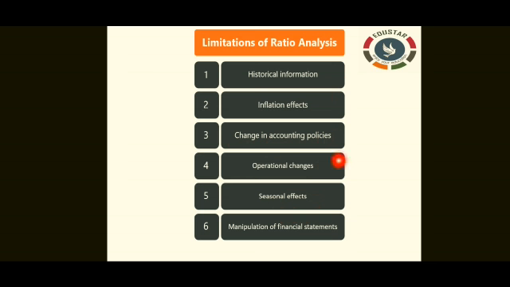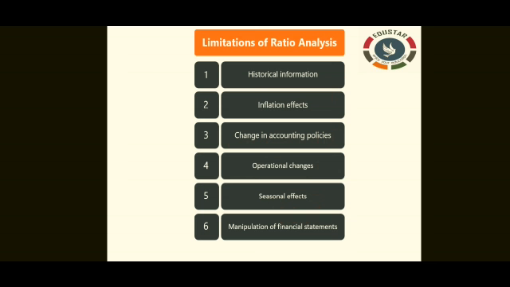And then operational changes. A company may significantly change its operational structure, for example, a change in supply chain. The comparison of financial metrics before and after operational changes leads to misleading conclusions. If there is a change in operational activity, the conclusion also will mislead.